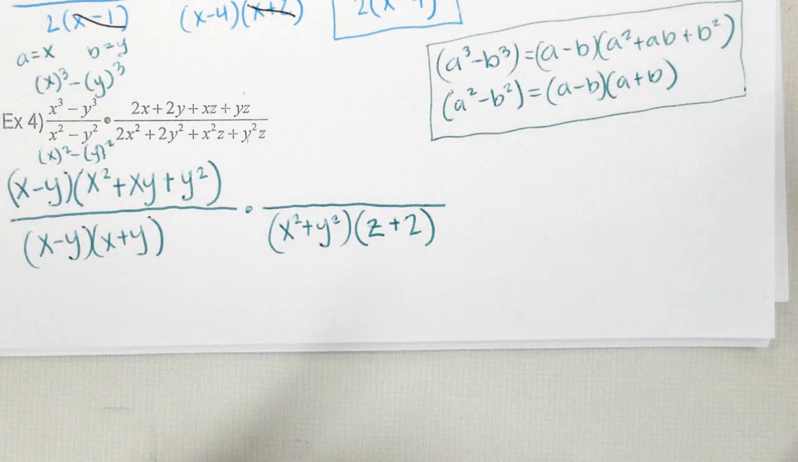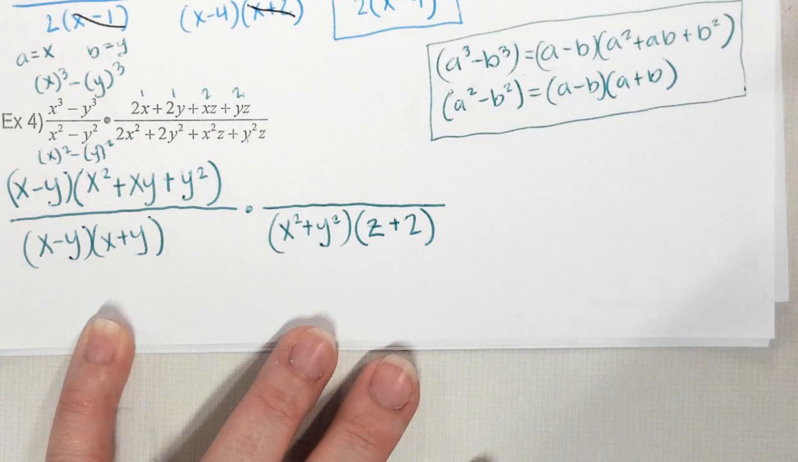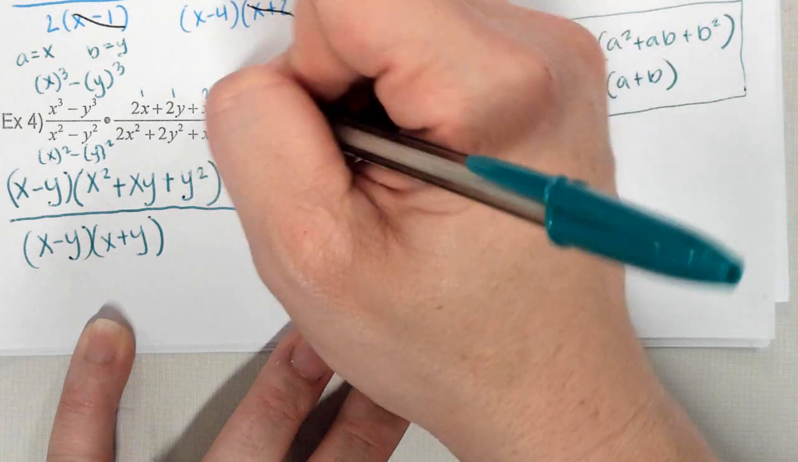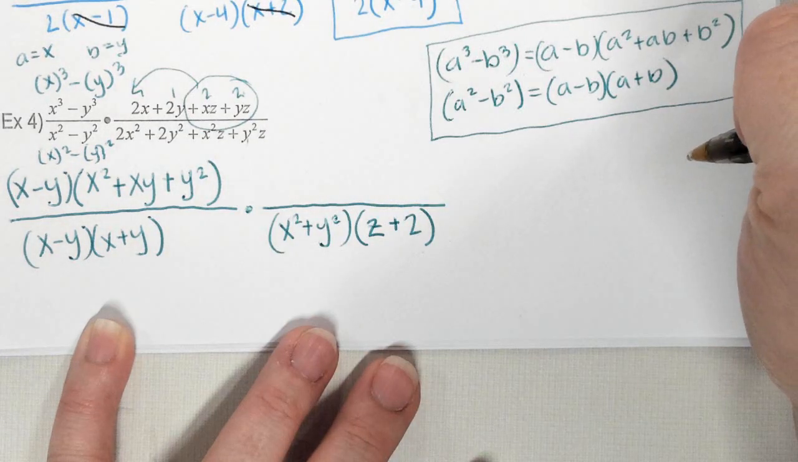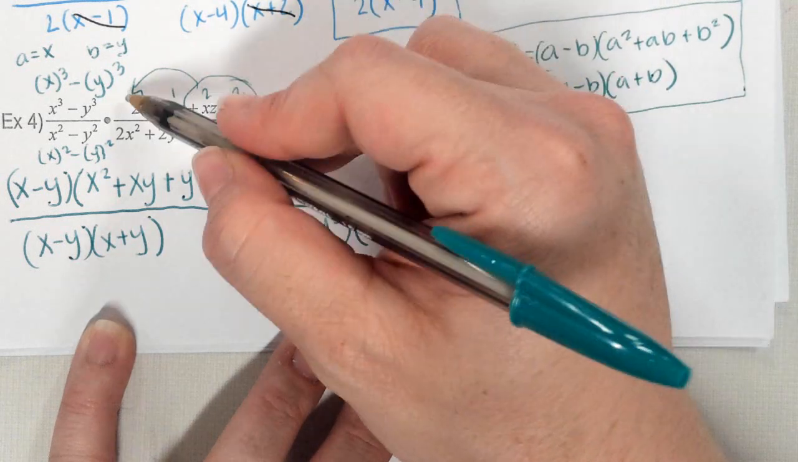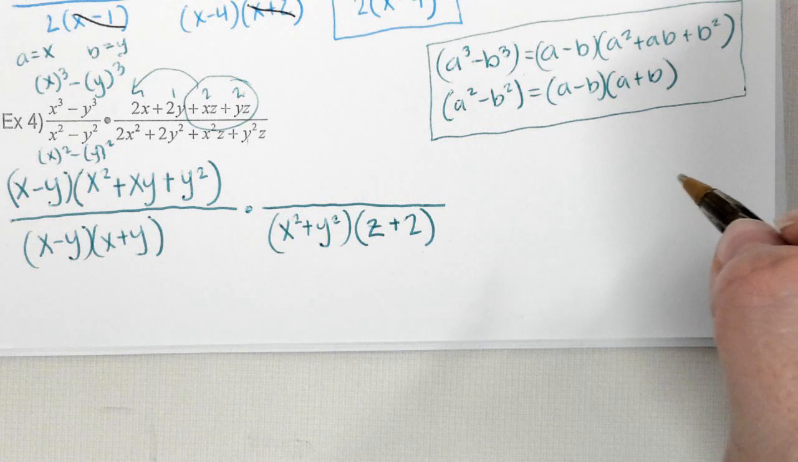Okay, so this is a degree of 1, degree of 1, degree of 2, degree of 2. So is it in order? No. Degrees of 2 should go before degrees of 1. Remember, higher degree to lower degree. So I'm literally just going to take these two and put them in front of those two.